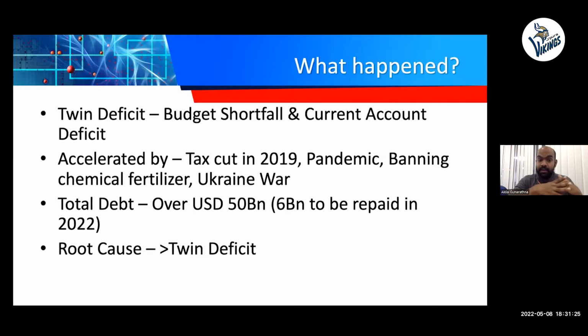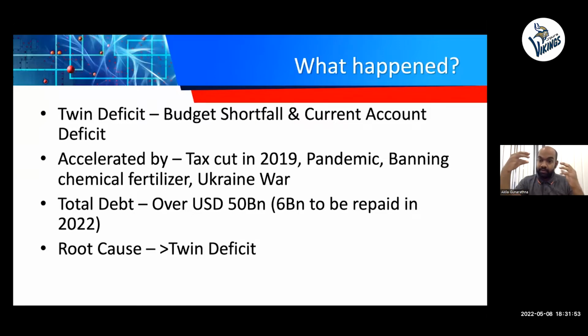What happened is that Sri Lanka has a lot of debt. That's the next point I want to talk about. We have over 50 billion, around 51 billion US dollars of debt. And Sri Lanka defaulted on its first debt repayment on the 12th of April, as I remember. And let's see whether we are a bankrupt country or not. We'll look at it, and I'll give my perspective on that.